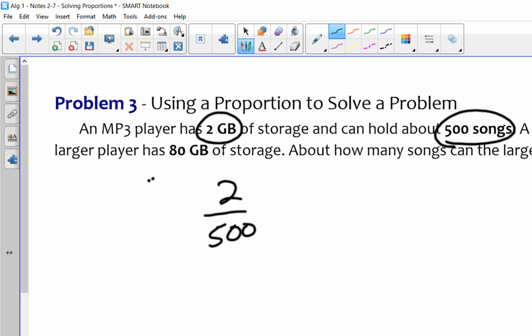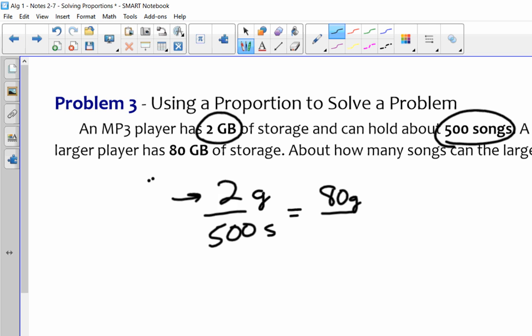Now I got to remember too, I'm using gigabytes on top, I'm using songs on the bottom. If I read the rest of the question, a similar MP3 player holds 80 gigabytes of storage. How many songs will that hold? So I have gigabytes on top, songs on the bottom. I need to set up another fraction over here, but I need to make sure my units match. They told me I have 80 gigabytes, and that's what I had on the top over here.